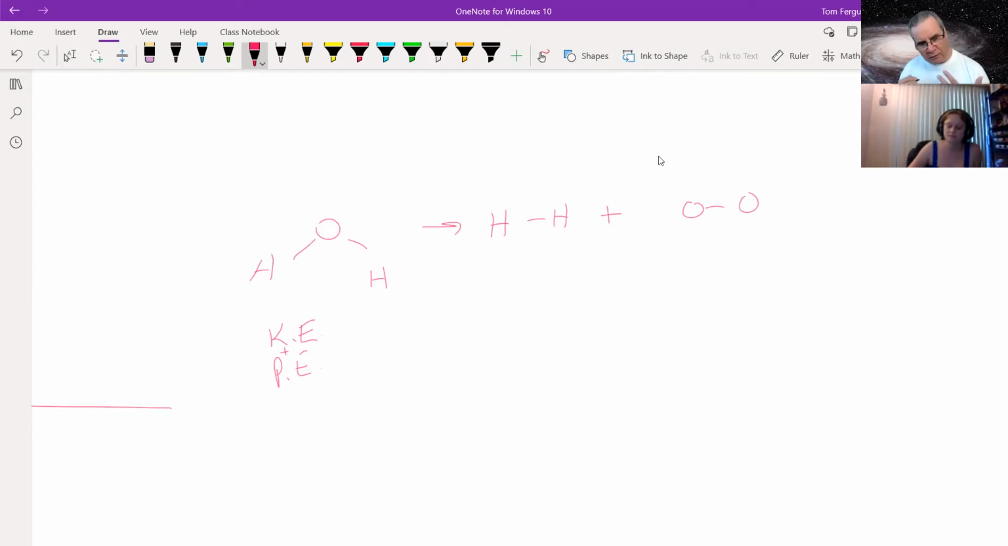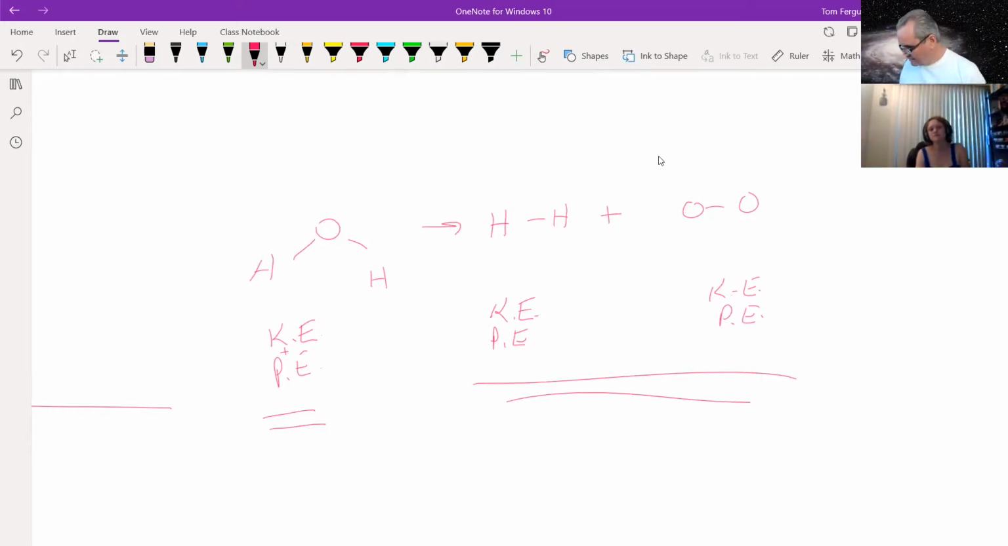What happens during a chemical reaction is we end up with each molecule ending up with kinetic energy and potential energy. Now the deal is this has to be equal to that. So we conserve energy in a chemical reaction.